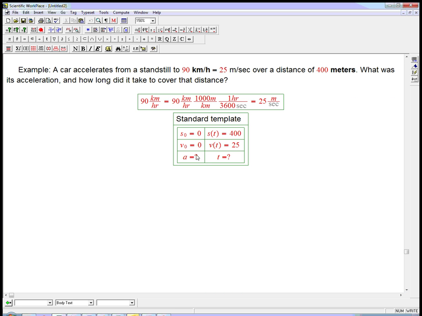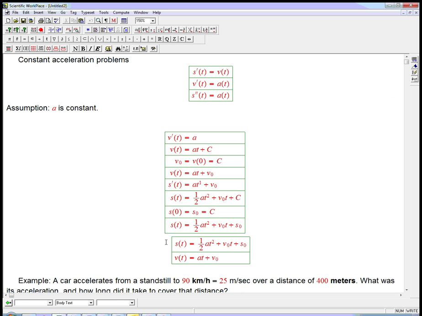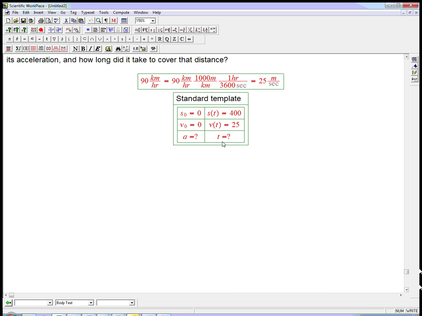Okay, so we've got our standard template. Now we just bring down our equations and see what happens. Okay. Alrighty, so we're just going to plug everything in. Let's do the second one. This one is often the one to start with because it's easier. 25 equals, well, a and t are both unknown, and v naught is known to be 0, so it's just at.